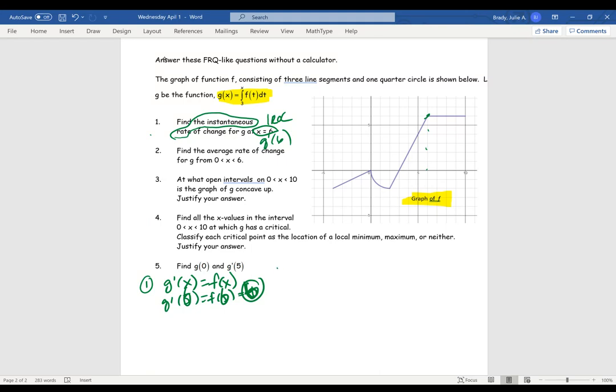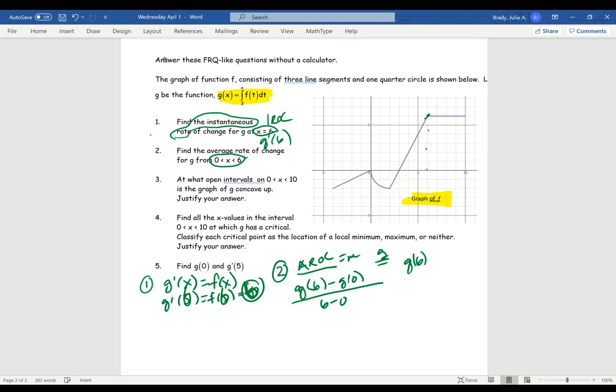Okay, so 2 is hard. You're like, oh, AROC, right? They wanted to get AROC, which is slope, but it's not slope of an algebra function. It's the slope of g. So we need to find g of, I'm going 0 to 6, so g of 6 minus g of 0 over 6 minus 0. Okay, so let's get g of 6.